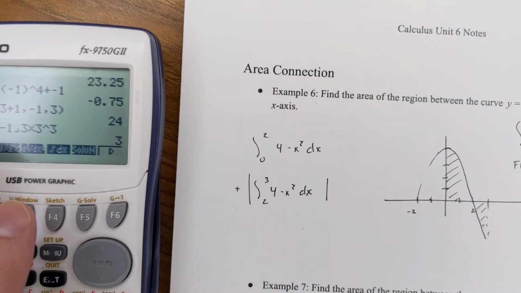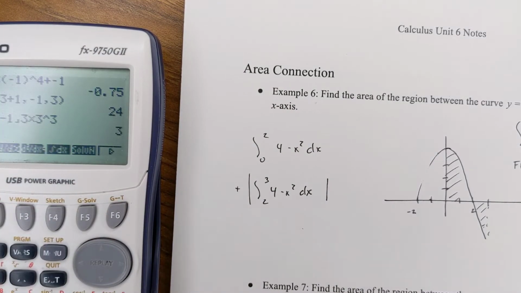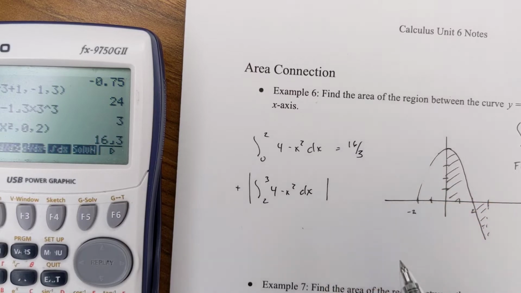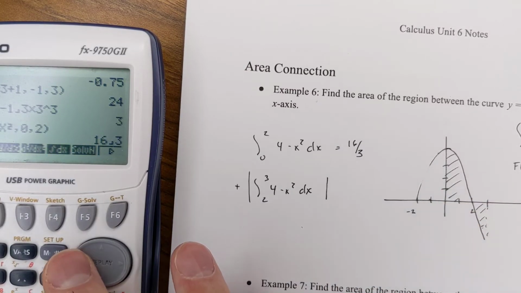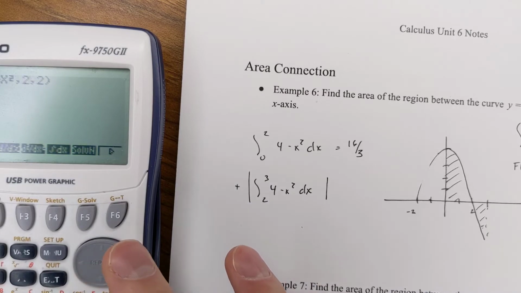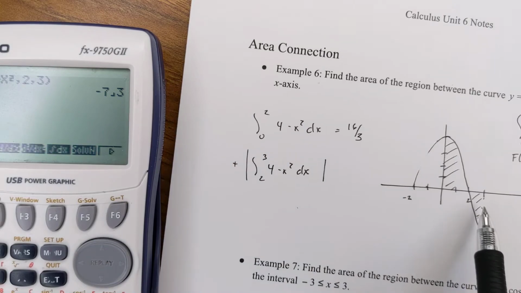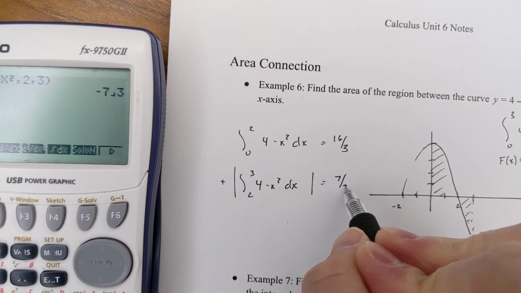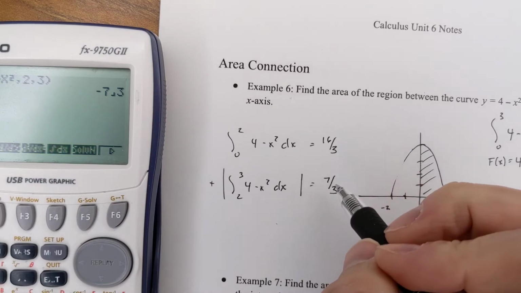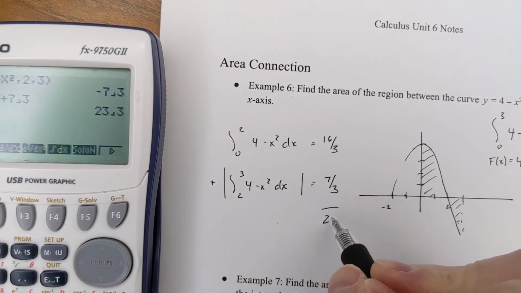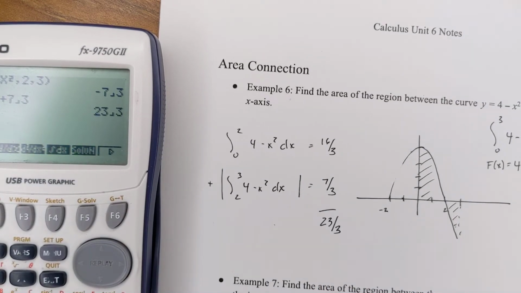So I, however, am going to use my calculator to do this. So 4 minus x squared from 0 to 2. So this area is 16/3. The second one, we'll just come up here and change the bounds from 2 to 3. So if you notice, the calculator gives me a negative area. That's because it's below the axis. But if I want the total area, I just make it positive. So 16/3 plus 7/3 is 23/3, so the total area would be 23/3 if you're talking about just area itself, not signed area.